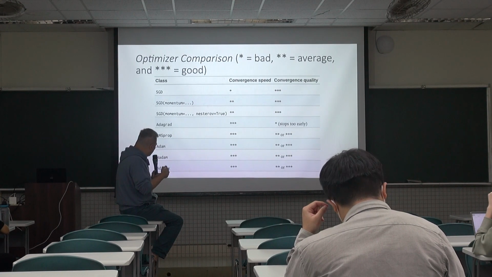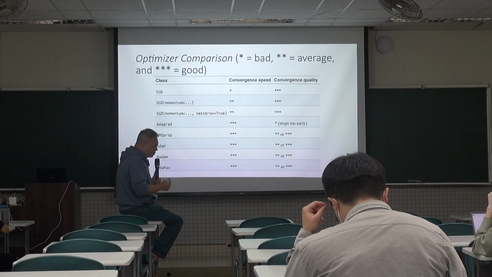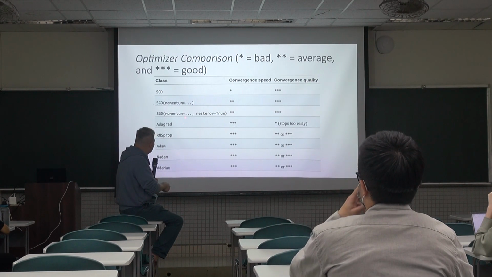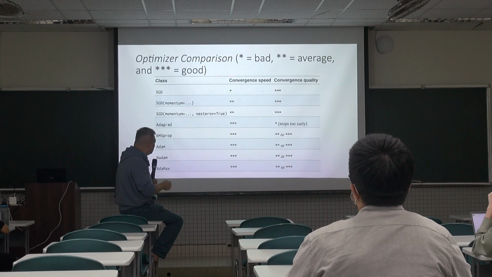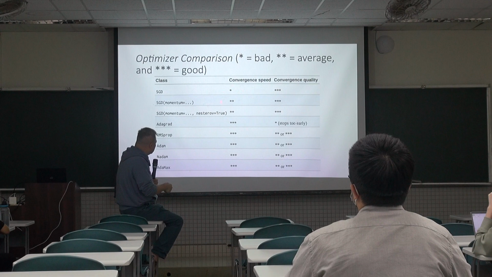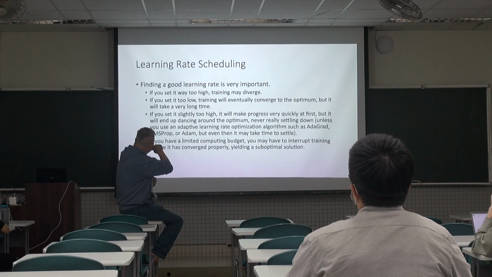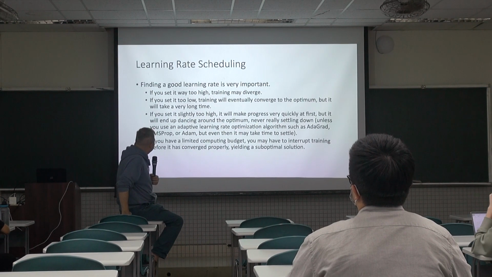But on the other hand, if you get a model that does not generalize very well, then you may want to consider using either momentum or NAG to train the model. Even though they are slower, they will normally give you a model with better performance. So the next topic that we are going to cover today is learning rate scheduling.